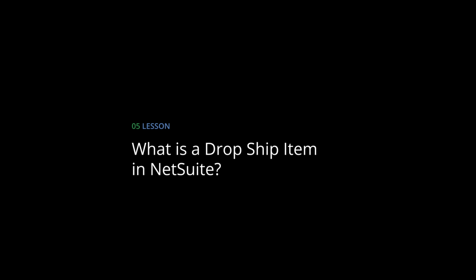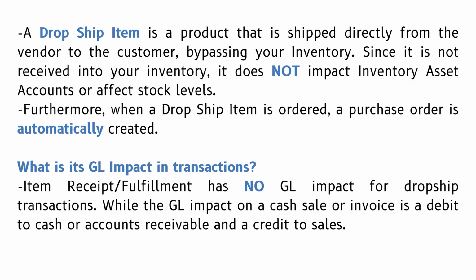In this video, we will discuss what a dropship item is in NetSuite. A dropship item is a product that is shipped directly from the vendor to the customer, bypassing your inventory. Since it is not received into your inventory, it does not impact inventory asset accounts or affect stock levels. Furthermore, when a dropship item is ordered, a purchase order is automatically created.